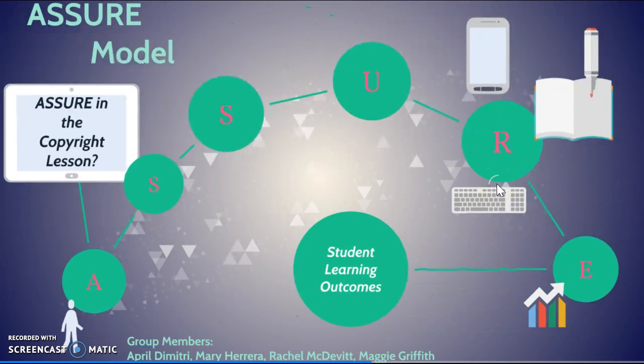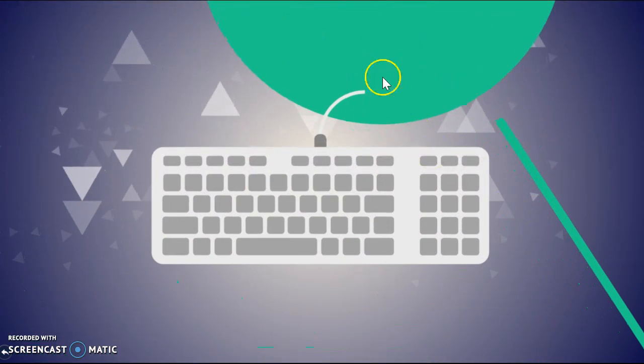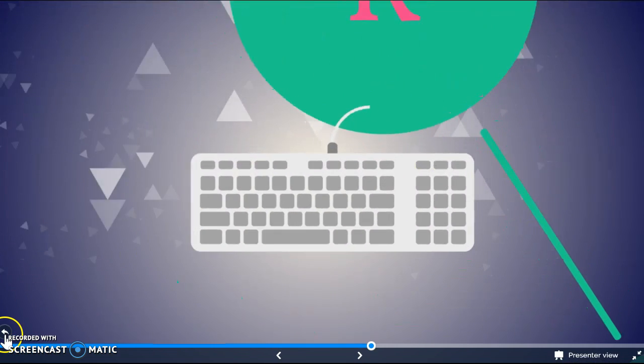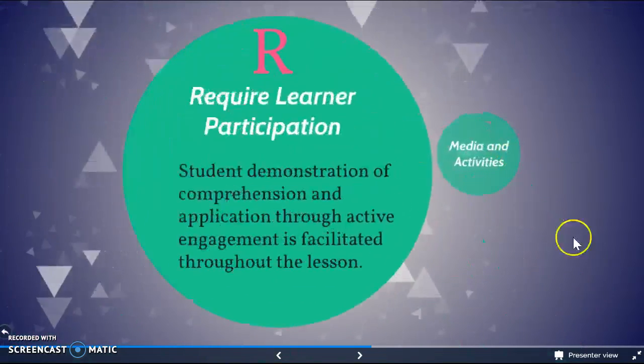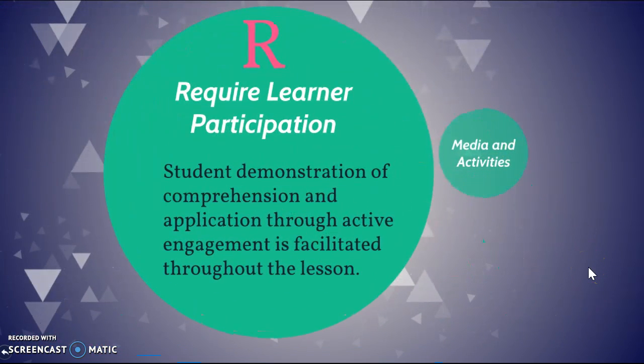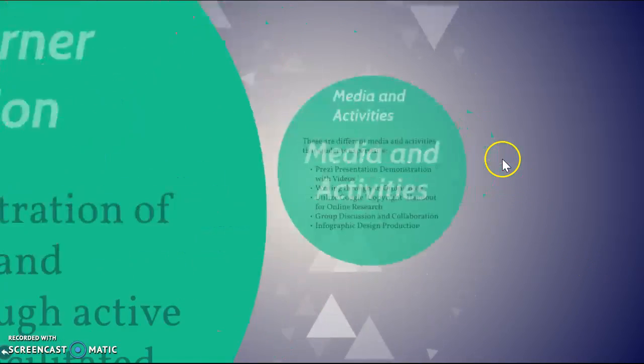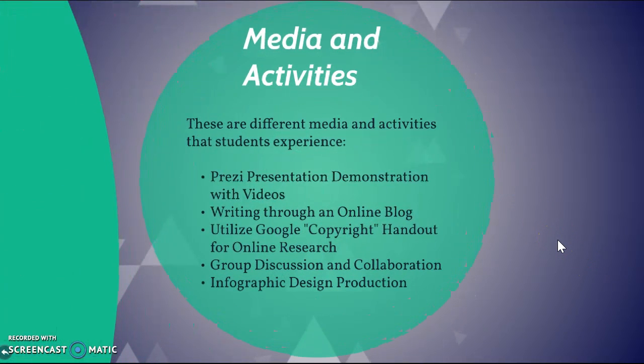R in our ASSURE model is a very important, crucial component, which is requiring learner participation, or what I like to say, require active learner participation, where student demonstration of comprehension and application through active engagement is facilitated throughout the lesson. So there are different ways that they can be actively participating, and listed out here are just the different ways that they're participating through these different activities and using different media.